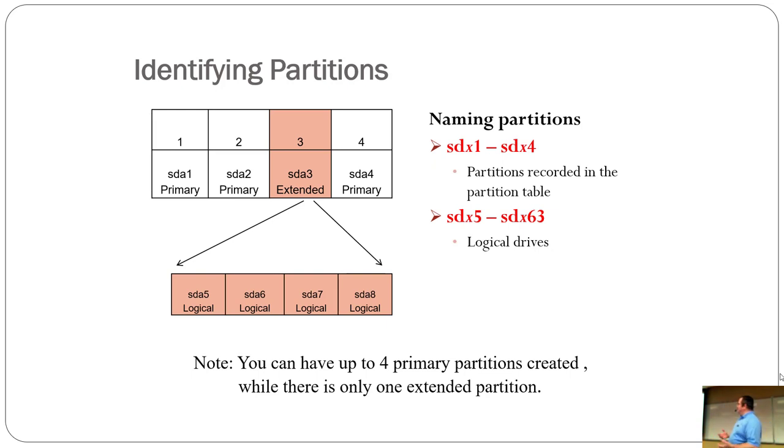Although I did say SDA5 shows up as the extended partition, depending on which version or which kernel of Linux you're running, it may show up as one of the first four partitions, and then 5 and up will also show up as logical drives. It's just a quirk. Not much you can do about it. However, you're only allowed to have 4 primary partitions and only 1 extended partition, but considering you're only allowed 4 real partitions, if you have an extended, that means you have 3 primaries. So that's how the math works.